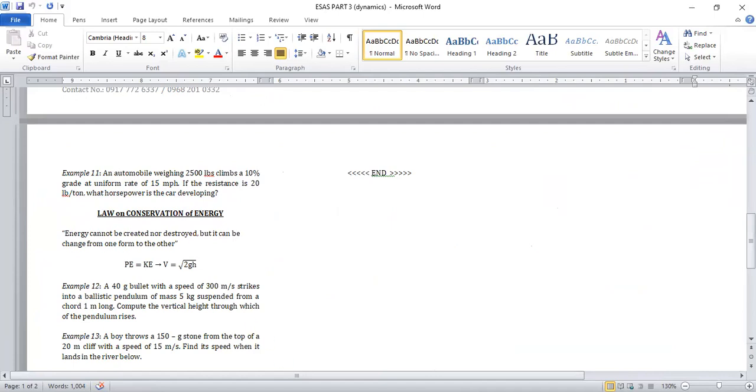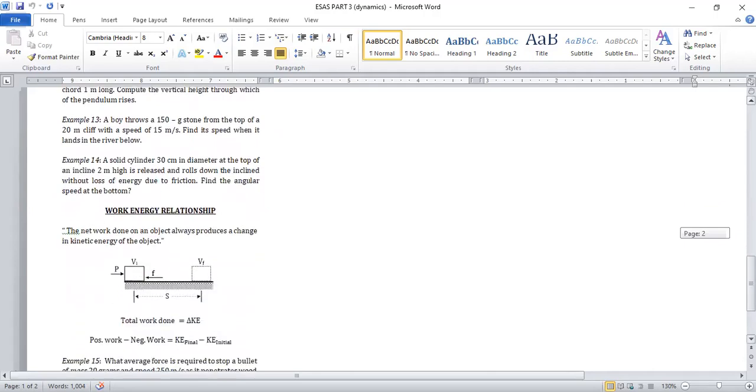In example number 11, you have an automobile weighing 2,500 pounds that climbs a 10% grade at a uniform rate of 15 miles per hour. If the resistance is 20 pounds per ton, what horsepower is the car developing? So that's number 11.